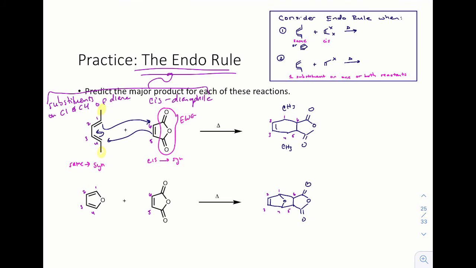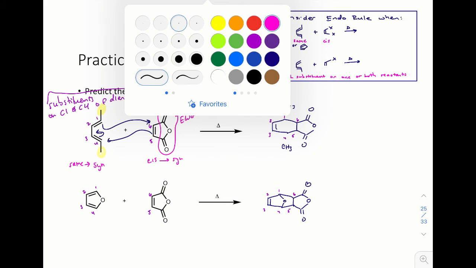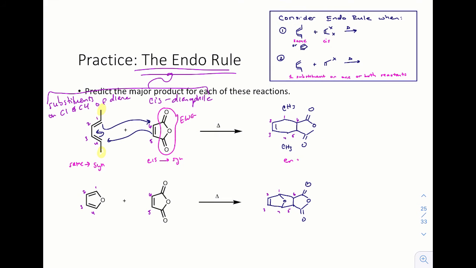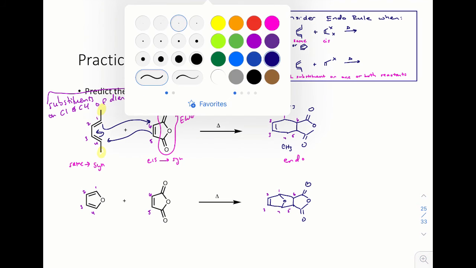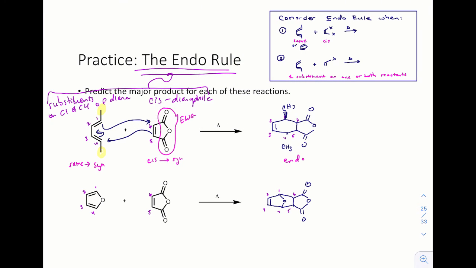Now we just have to think about the relationship between the two sets of groups, right? We could have the methyls up and then the electron withdrawing groups down, or vice versa. So we could have the methyl groups on a different face from the anhydride, or they could be on the same face as the anhydride. And we need to apply the endo rule here. So the endo rule says that the ends of the diene, which are the methyl groups, will be on the same face as the electron withdrawing groups from the dienophile. All right, so that means they're both going to be up. And I'm just going to show the hydrogens down, which implies that these groups are up.